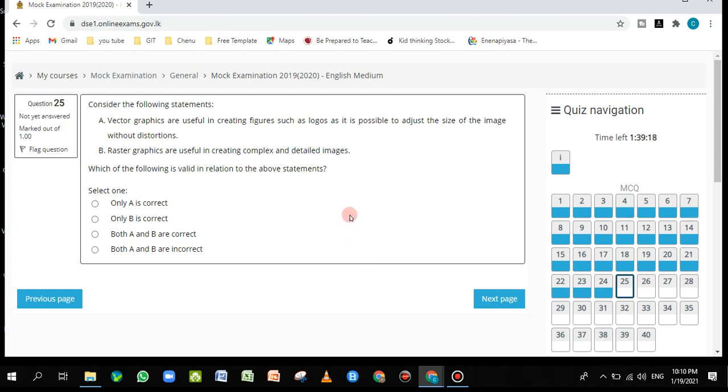It says consider the following statements. Vector graphics are useful in creating figures, such as a logo, as it is possible to adjust the size of the image without distortion. Yeah, that is true. When you create a logo with vector graphics, you can resize it easily. Then raster graphics are useful in creating complex digital images. There are so many details, and those kinds of images can use raster graphics. Now the true statements are, both A and B are correct. Then we'll go to the next one.